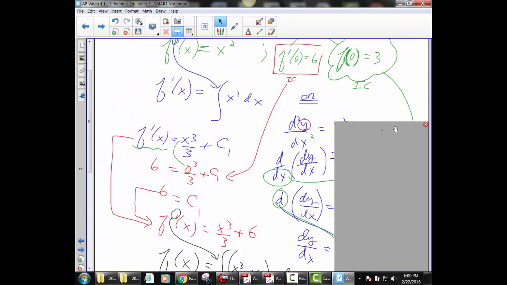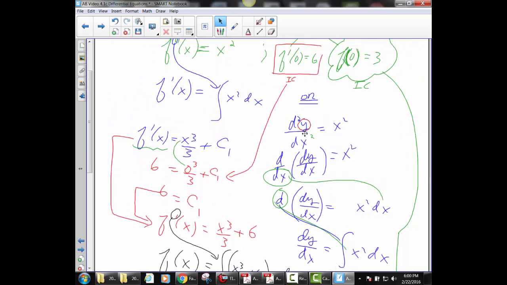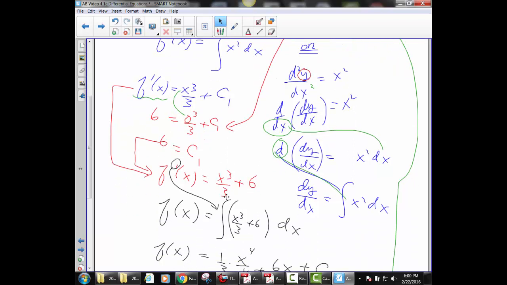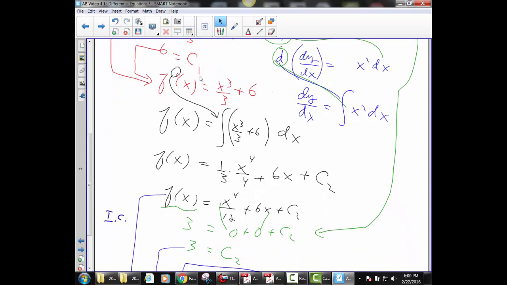Now, the other way of doing it is to look at it as d squared y over dx squared equals x squared. The second derivative is d dx of the first derivative. Send the dx to the other side, get rid of the d by integrating, etc. And then you would end up in the same place.